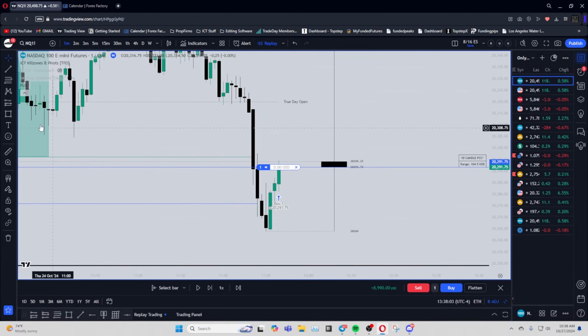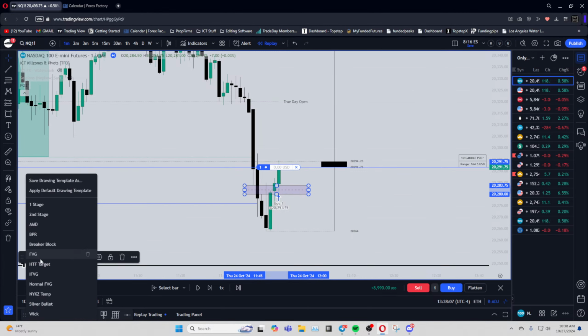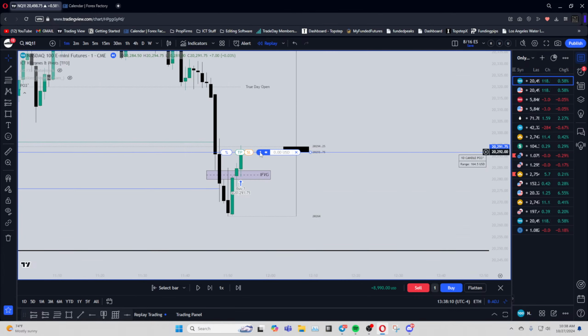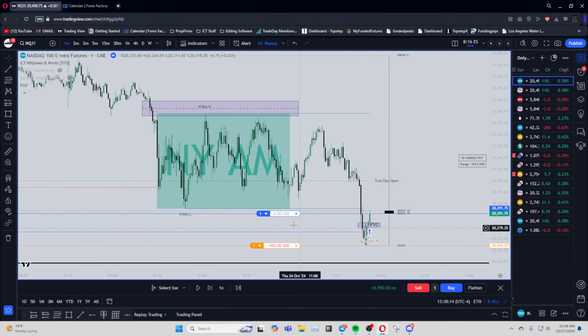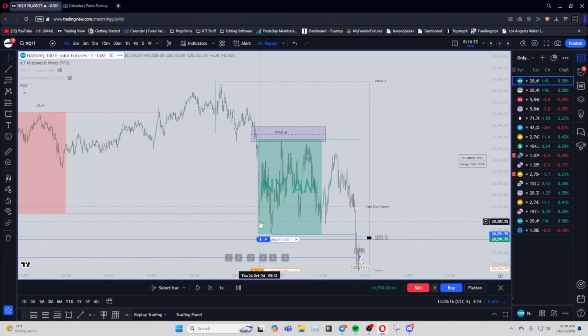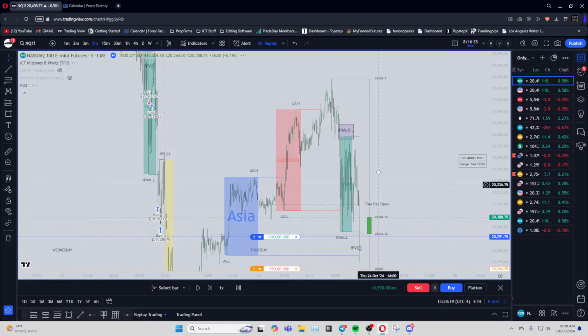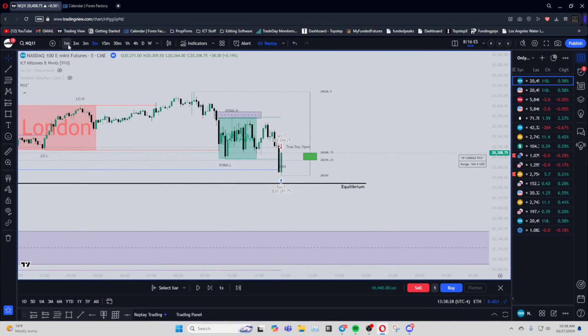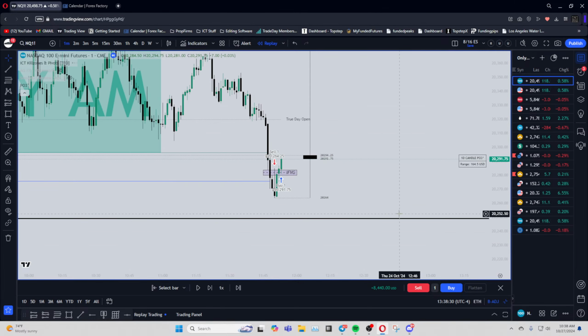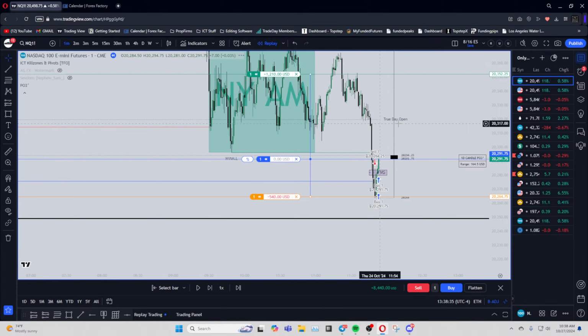So I like that. So far we inverted this. Could have gotten a better entry right here, honestly. I just wasn't really looking. So let's see. Now that we hit that, our target. Looks like I accidentally hit TP. I don't know why it's doing that. There we go.